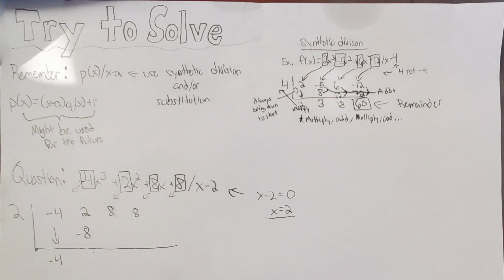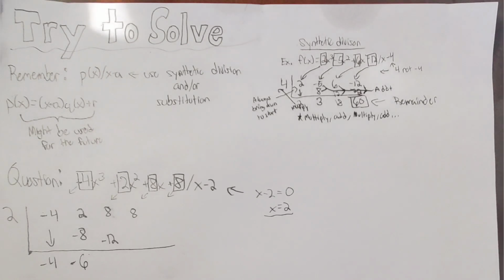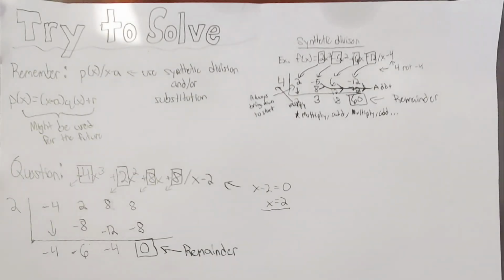-4 times 2 is -8. -8 plus 2 would be -6. -6 times 2 is -12. -12 plus 8 is now -4. -4 times 2 is -8, meaning the remainder is 0.